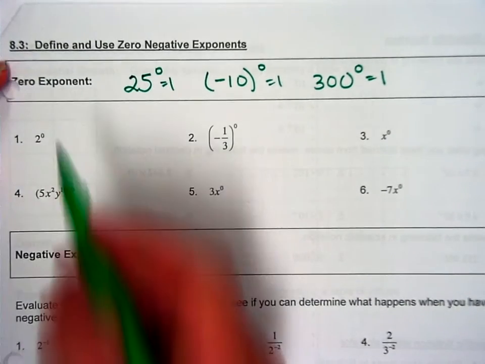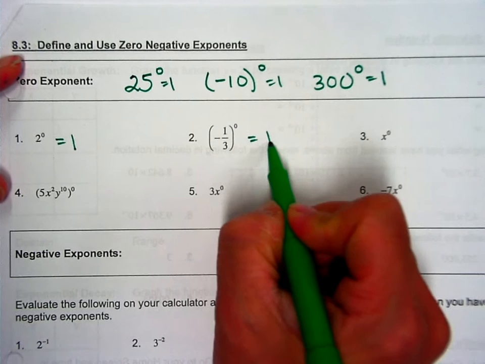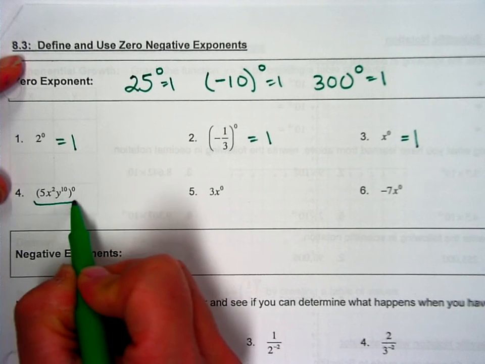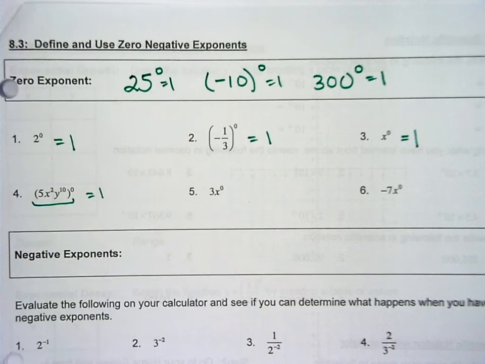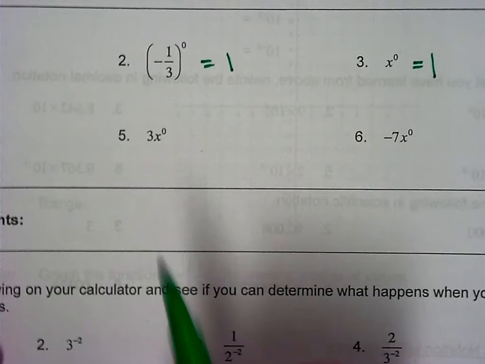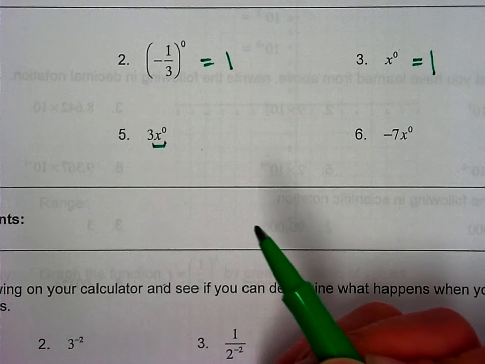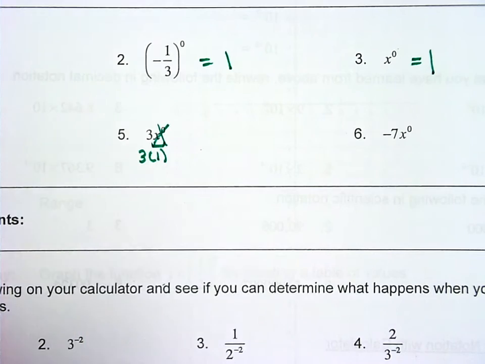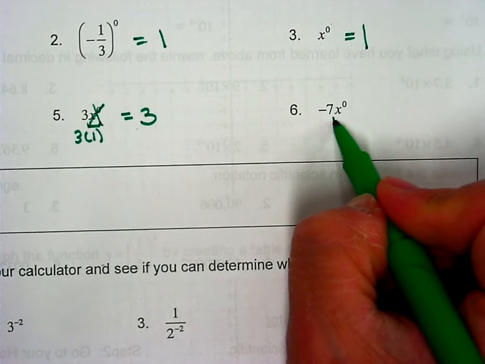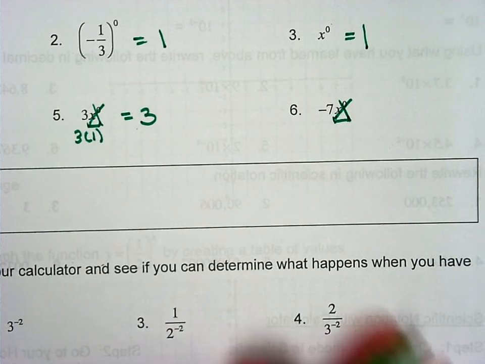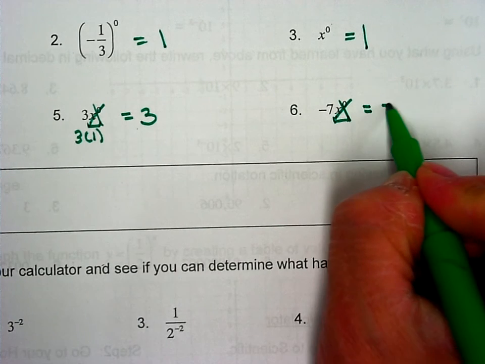So this is going to become 1. This is 1. So x to the 0 is 1. All of this is raised to the 0 power, so this whole thing becomes 1. Where you have to be careful is problems like 5 and 6. Notice only the x to the 0 becomes 1. So this becomes 1, but there's still a 3 in the front, so this is really 3. This x to the 0 also becomes 1, but the negative 7 is not to the 0 power because the whole thing's not in parentheses, so this is negative 7.